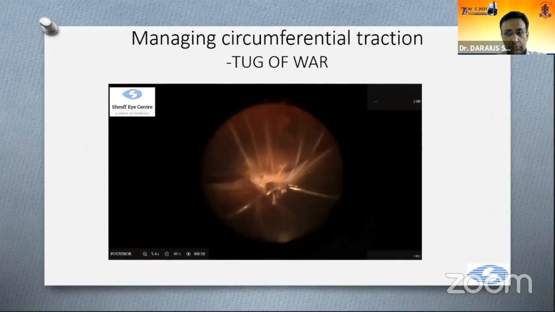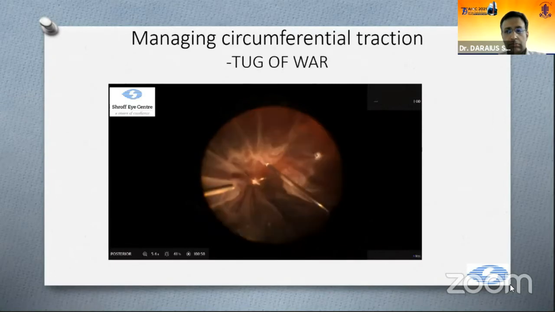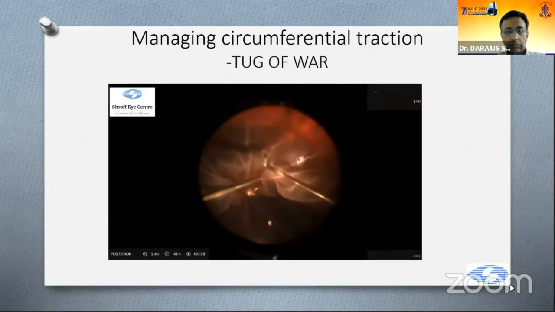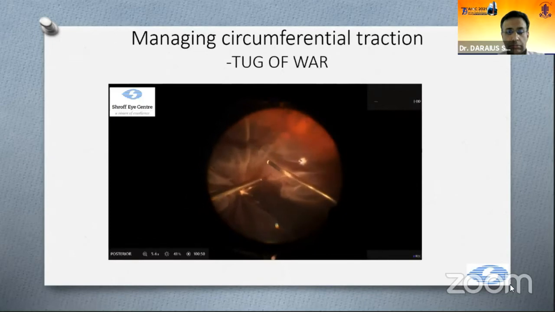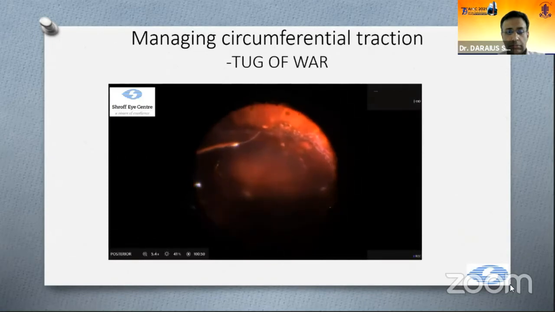Once the bands were separated from the underlying retina, they could be safely trimmed by the vitrectomy cutter. As the traction was released, the retina fell back and settled without requiring any retinotomies. With a sigh of relief, we performed laser to the attached retina.